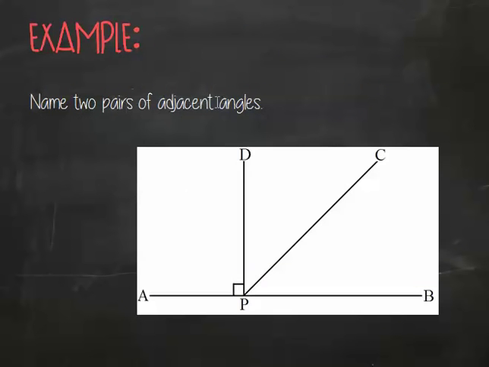Okay, so it says name two pairs of adjacent angles, and I'm going to identify these with my highlighters. Okay, so first I'm going to look at this line segment right here.